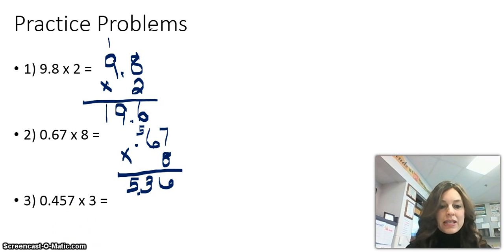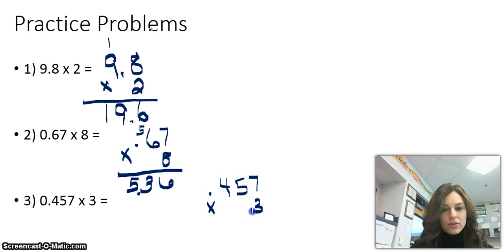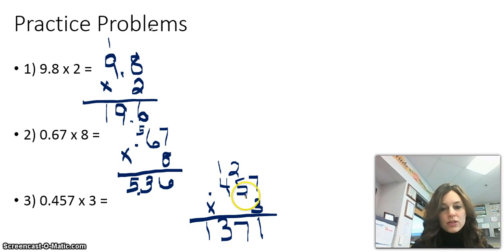Here we have 457 thousandths times 3, so I'm going to go 0.457 times 3. 3 times 7 is 21, carry the 2, bring down the 1. 3 times 5 is 15, plus 2 is 17, carry the 1, bring down the 7. 3 times 4 is 12, plus 1 is 13. I have 1, 2, 3 places behind the decimal point in my question, so I have 1, 2, 3 places behind the decimal point in my answer. My answer is 1 371 thousandths.